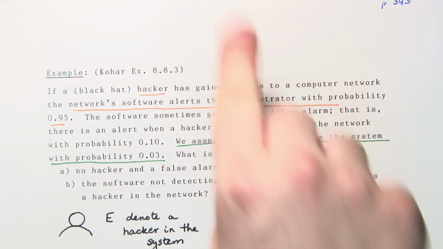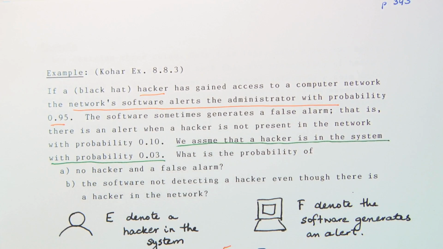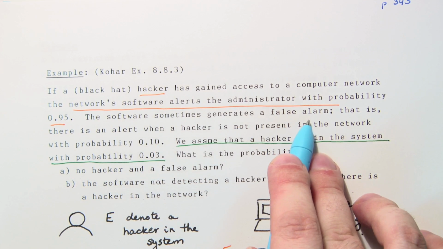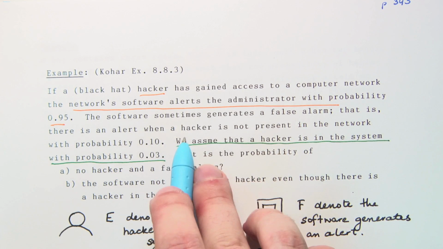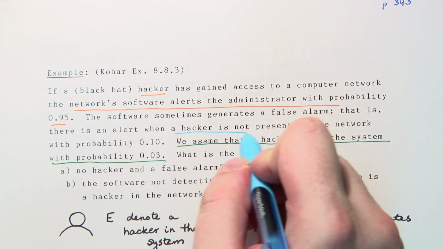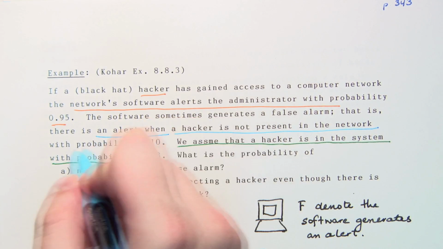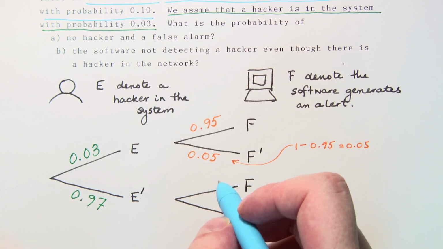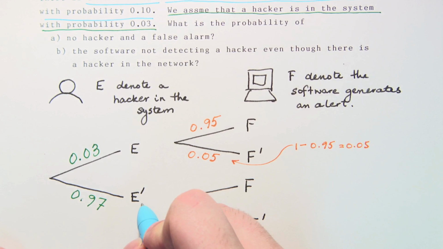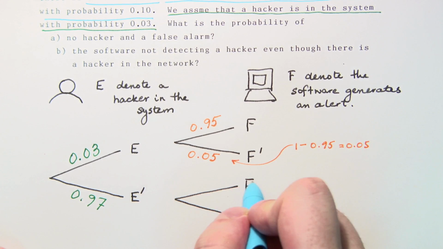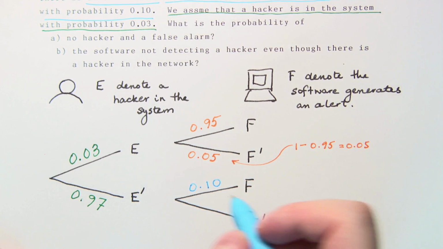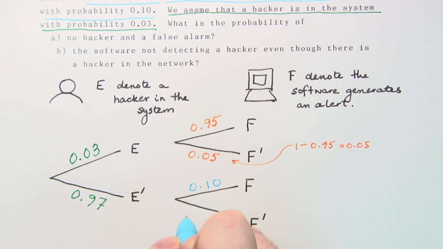And there's one more piece of information in this that we can use, and that is right here. The software generates a false alarm. So that is if the hacker is not present in the network, then it generates an alert with probability 0.1. So there's no hacker in the system, and the software still generates an alert, and that happens 0.10 of the time, and then this is by the complement 0.9.